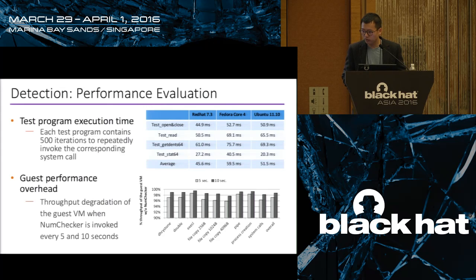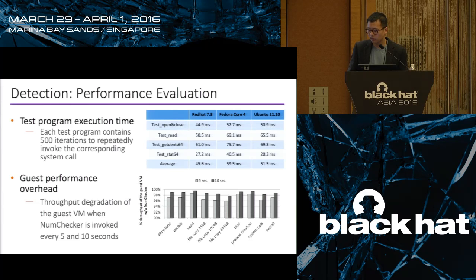So then I'm going to talk about some performance numbers. We basically run the test program 500 iterations. We have 4 test programs, and each one contains a number of syscalls. For example, in the first table, the first row, that test program contains sysopen and sysclose. You can see that the performance overhead is around a millisecond range.